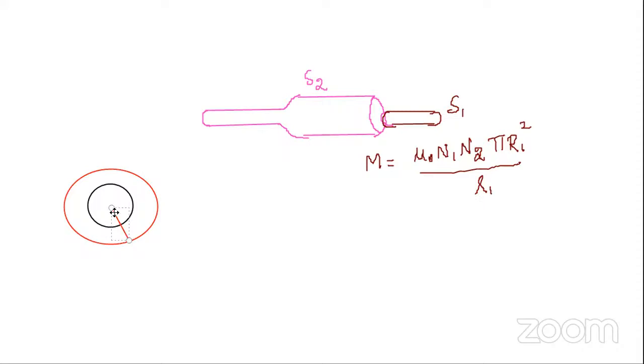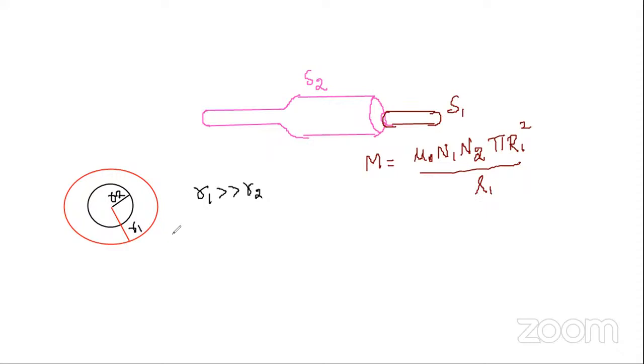And this is radius R2. So this is R2, and this outer solenoid is having the radius R1. So here R1 can be greater than R2.